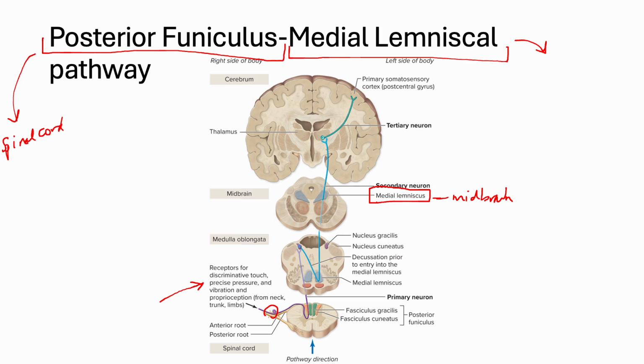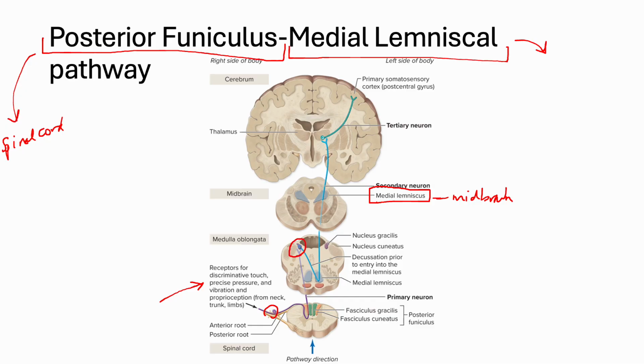Okay, now in the 2 before, we saw that this primary or first order neuron was going to synapse in one of the gray horns of the spinal cord. This one, in fact, doesn't. Okay, this one is going to synapse with a second order neuron in the medulla oblongata. Okay, so we see this happening right here.